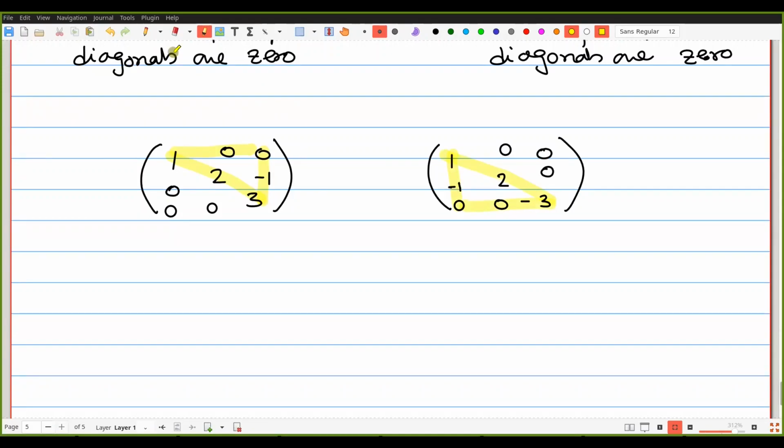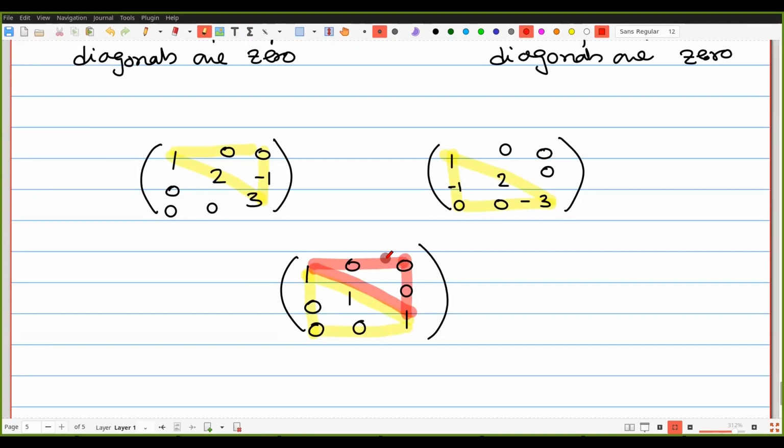Now what is happening with that one? Suppose 1 1 1 0 0 0 0 0 0. So what is happening with that one? At first we are considering it as a lower triangular. In the other case, we may also consider it as an upper triangular.